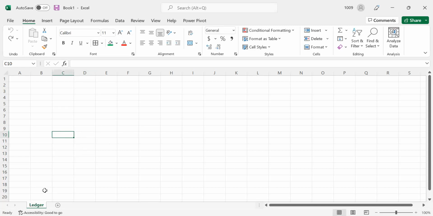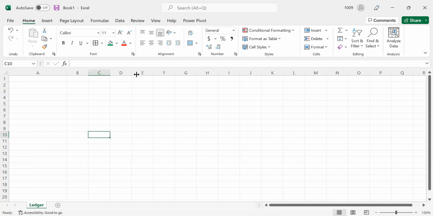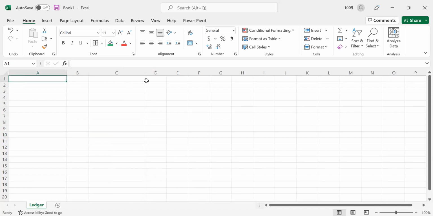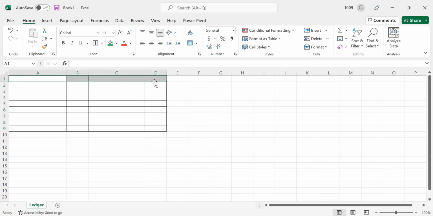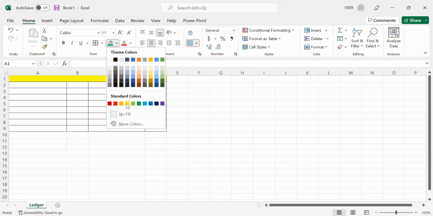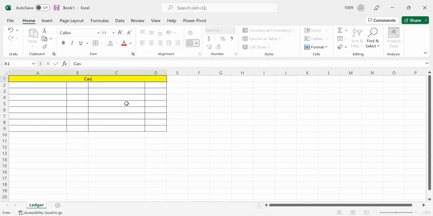Once we have changed the name, we can see these columns. Now I am going to expand all these columns, select rows 1 to 9, and with the help of this border button put all borders. Then I select the first row, all these 4 cells, and here is the Merge and Center button. When I click on this, all these 4 cells will be merged. I fill it with yellow color, write Cash Account, and make it bold with Control B.